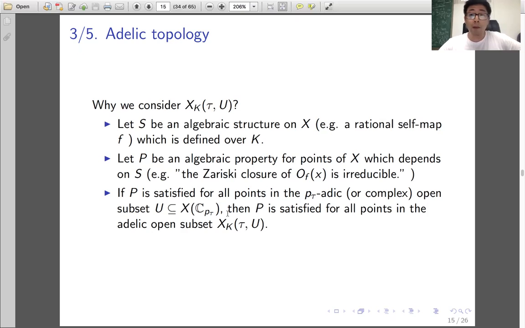If this property P is satisfied for all points in the tau-adic or complex open subset U in X(C_tau), then because our property P is purely algebraic, it does not depend on which field embedding you choose. So P is satisfied for all points in the adelic open subset X_K tau U. That's why we want to consider this subset.